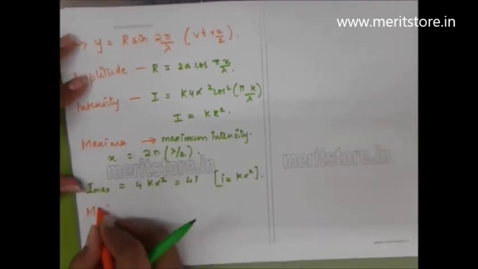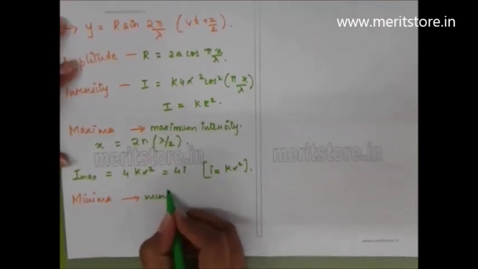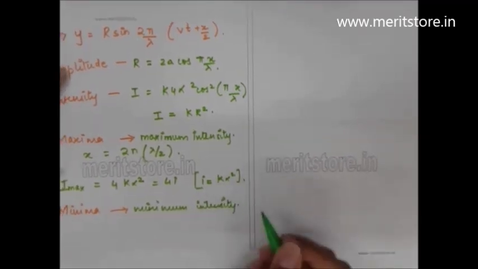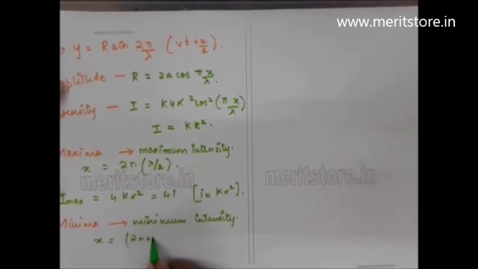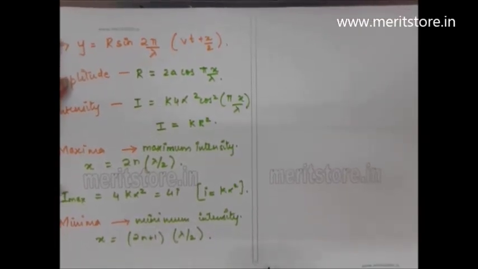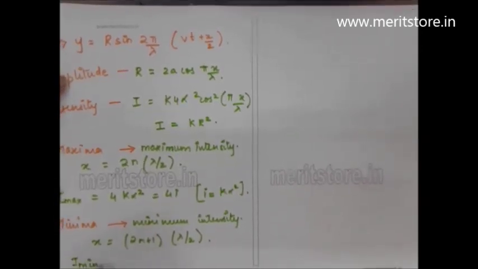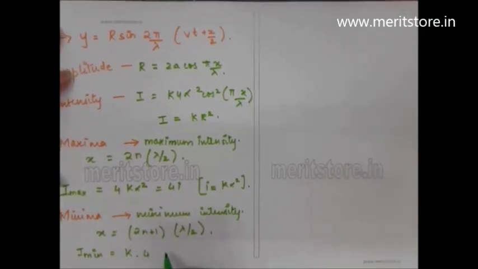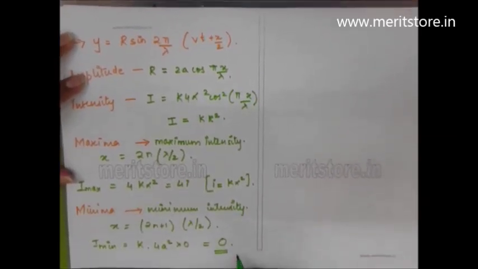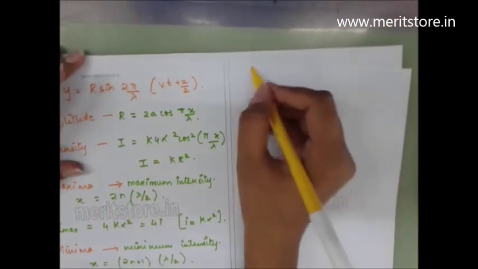Minima. It is a point having minimum intensity. It is given as x is equal to (2n plus 1) lambda by 2, and a point will be a minima if two waves reaching there have a path difference of odd multiple of lambda by 2. It is given as I minimum is equal to k multiplied by 4a square into 0, which gives the final value as 0.